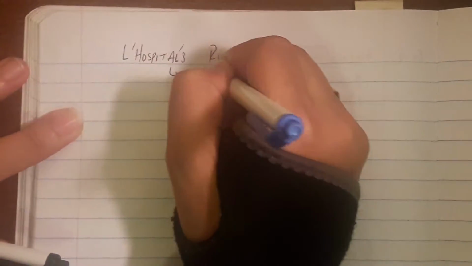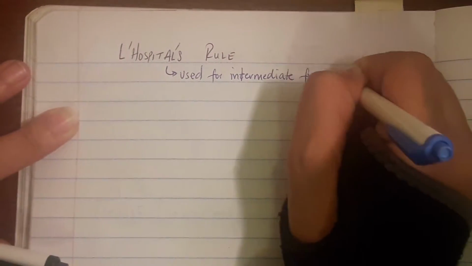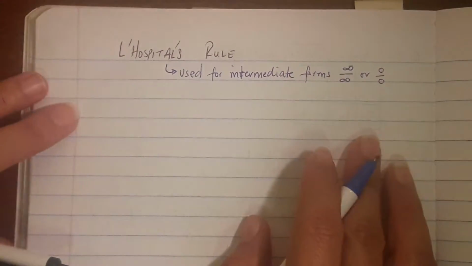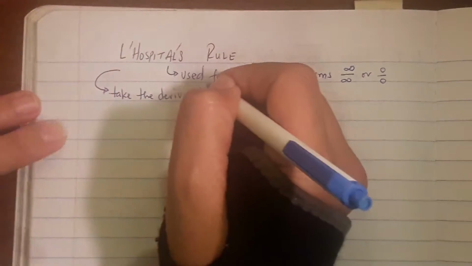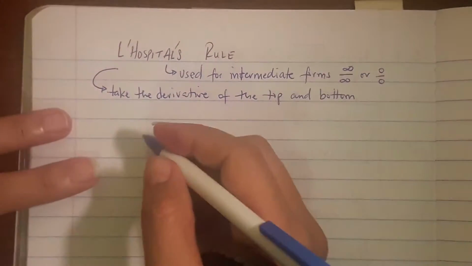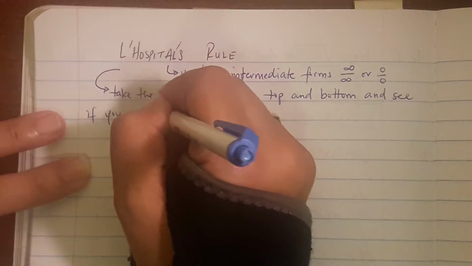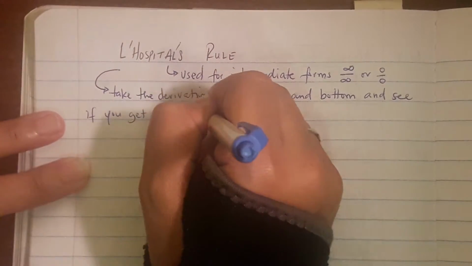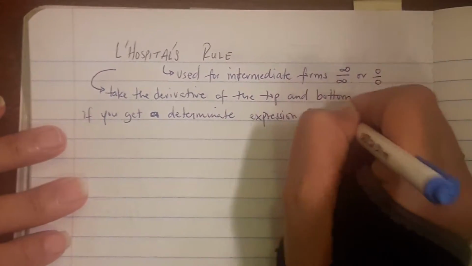So L'Hopital's rule. It's used for indeterminate forms of infinity over infinity or 0 over 0. And all it says is take the derivative of the top and bottom and see if you get a determinate expression. This is a listening check. Underline L'Hopital's rule. Underline the title. If not, repeat the process until you do.